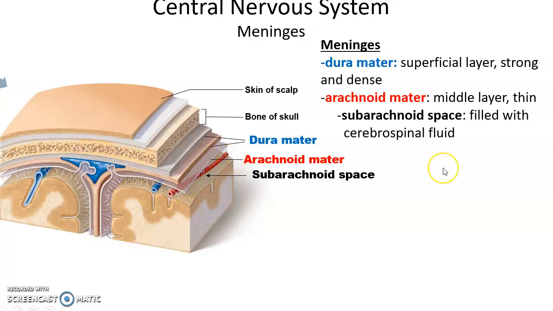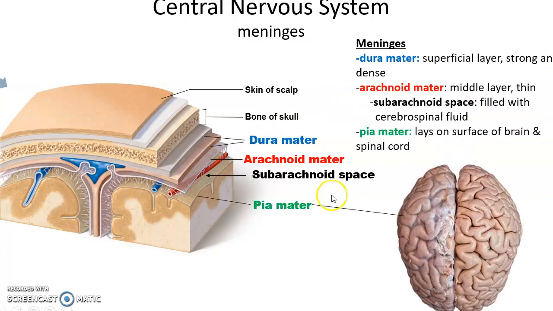This space is where the cerebrospinal fluid is, helping to buoy the brain and spinal cord so they do not have to touch the hard bones. And then deep to the subarachnoid space is the pia mater, the thinnest layer of the meninges that lies directly on the surface of the brain and spinal cord. So here you can see pia mater in place, pia mater removed.